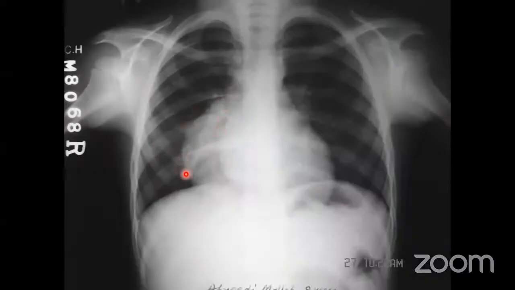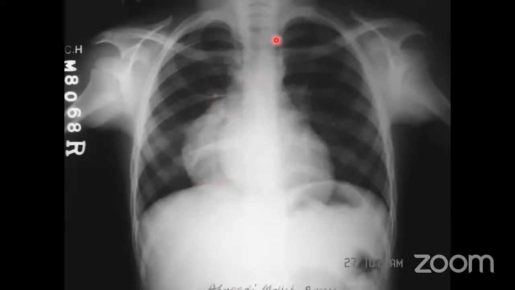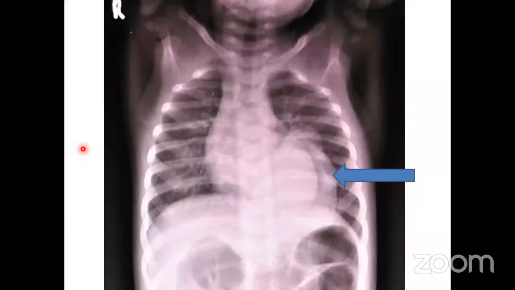Here, there are radiopaque shadows on the right side. So this is pulmonary sequestration. What is the peculiarity of pulmonary sequestration? It is not getting blood supply from the other part of the lung. It is getting supply from the abdominal systemic vascular supply, and it is dysplastic and non-functional. In pulmonary sequestration, that lobe has to be gotten rid of. We must operate on that lobe.